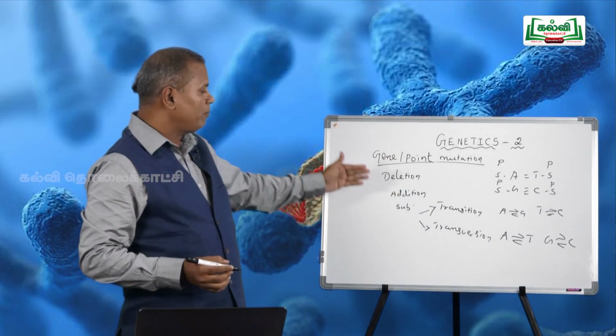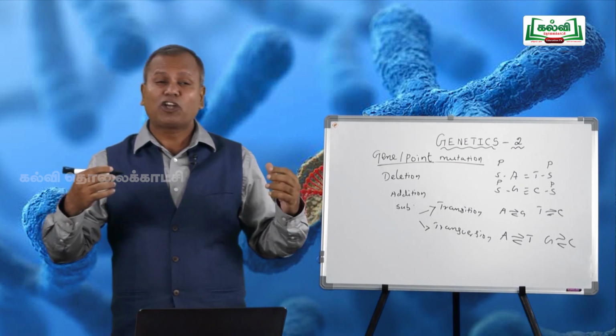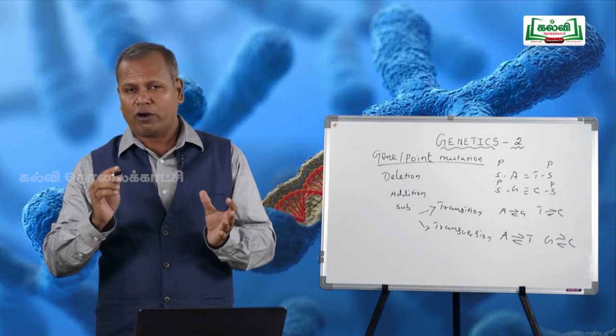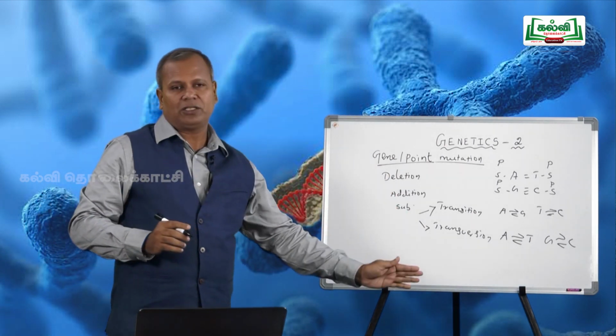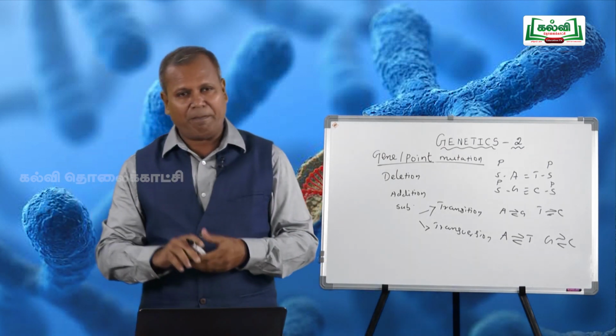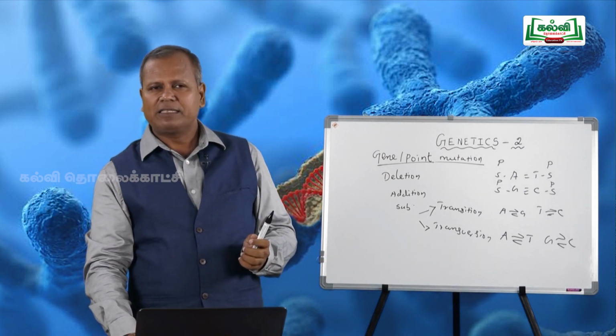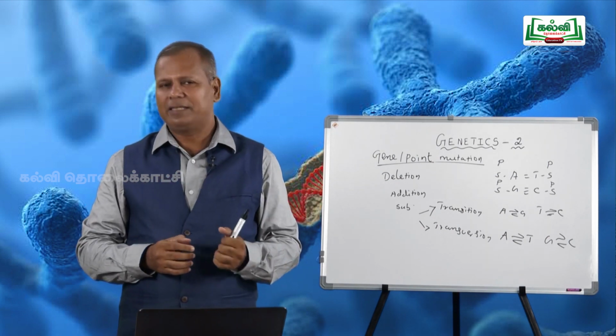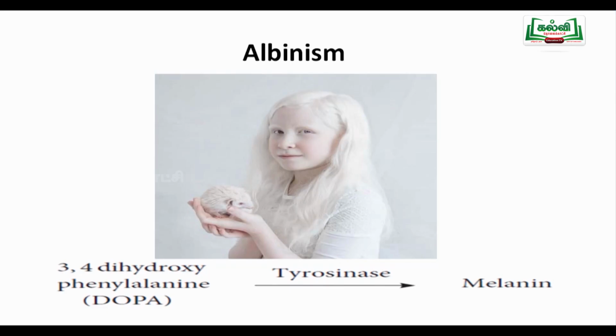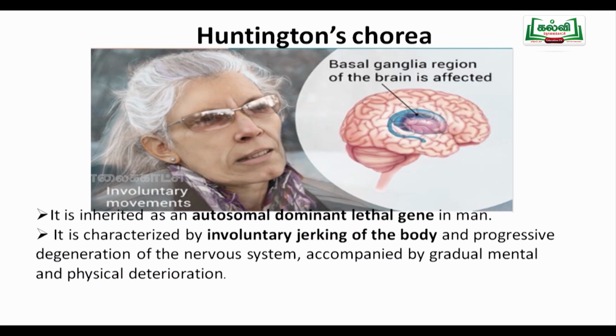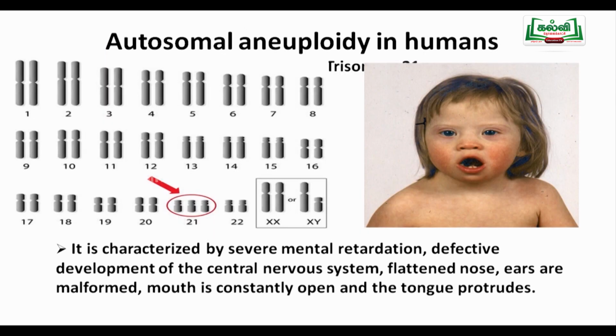This substitution mutation is genetically important because it causes phenotypic changes in organisms. All these mutations cause heritable diseases in man. A very good example for this is albinism. Albinism, you know, complete lack of melanin pigment in the skin, is said to be albinism. It's a heritable disease, you know pretty well. Like that Huntington's chorea, the first dominant gene mutation reported in human.